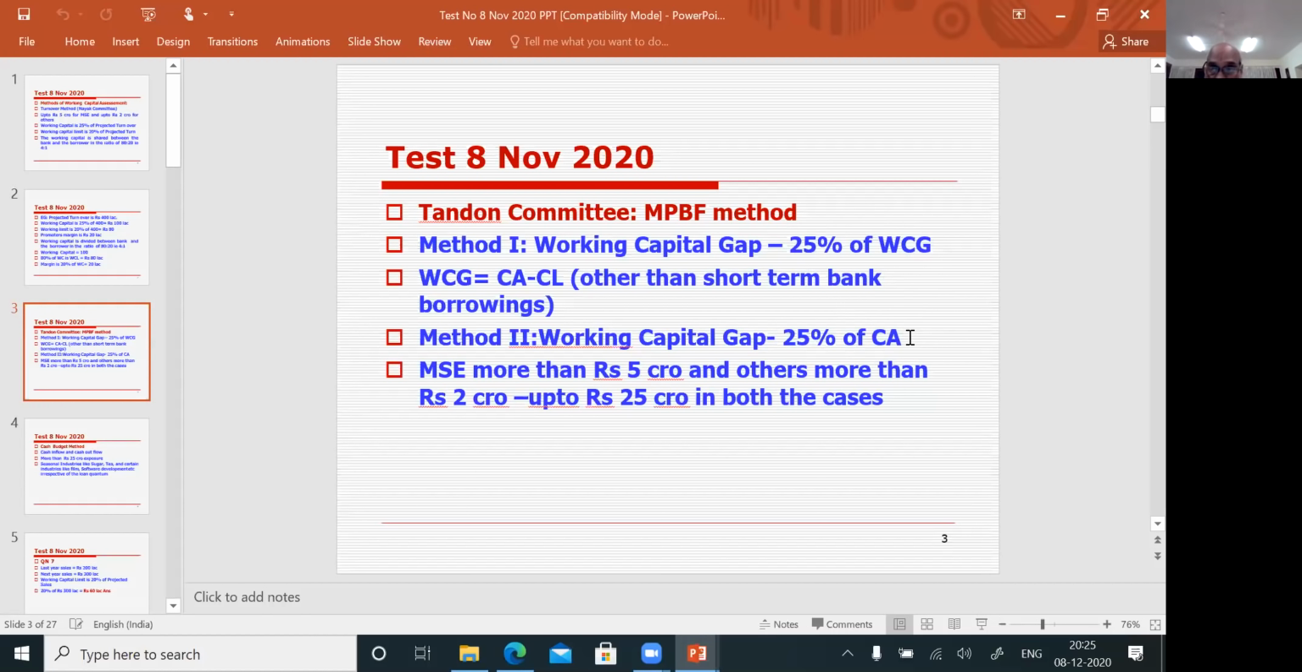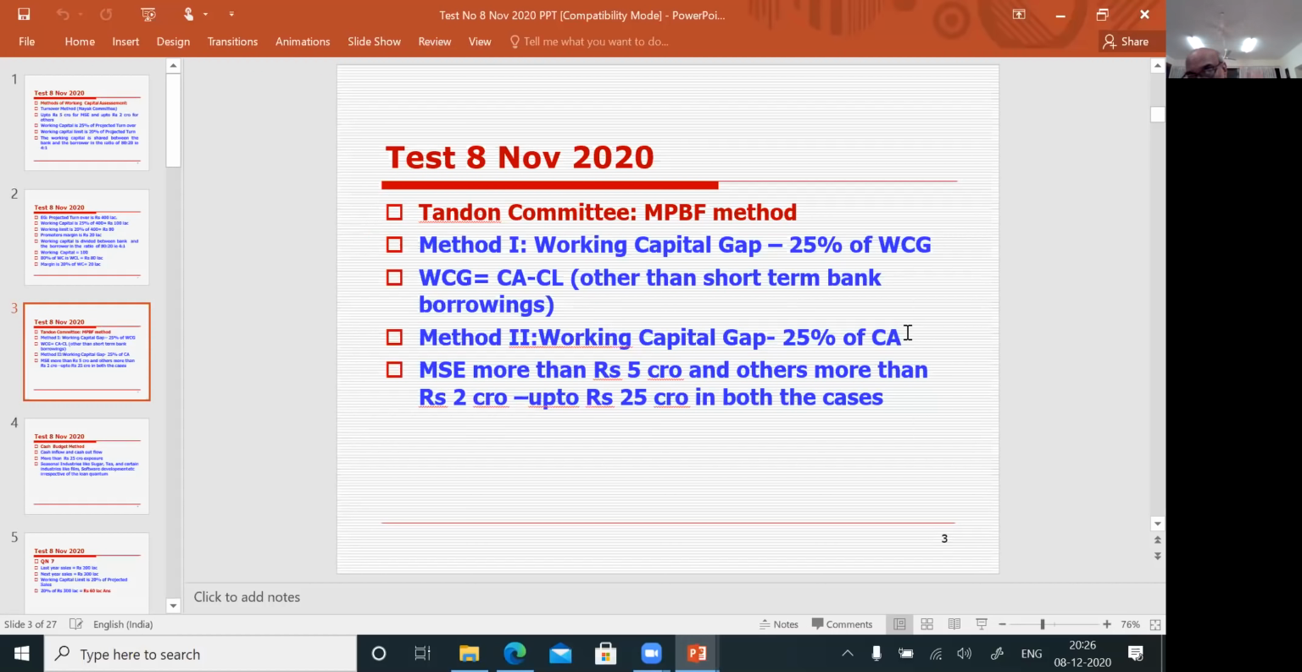If they ask in the question, as per the Tandon Committee method 2, what is the margin the borrower has to bring? 25% of the current asset. You should be able to write that under method 2, the margin of the borrower is 25% of the current asset. For what will you use the Tandon Committee method? MSE borrowers of more than 5 crores and other borrowers of more than 2 crores, both up to 25 crores, we will use the Tandon Committee method.